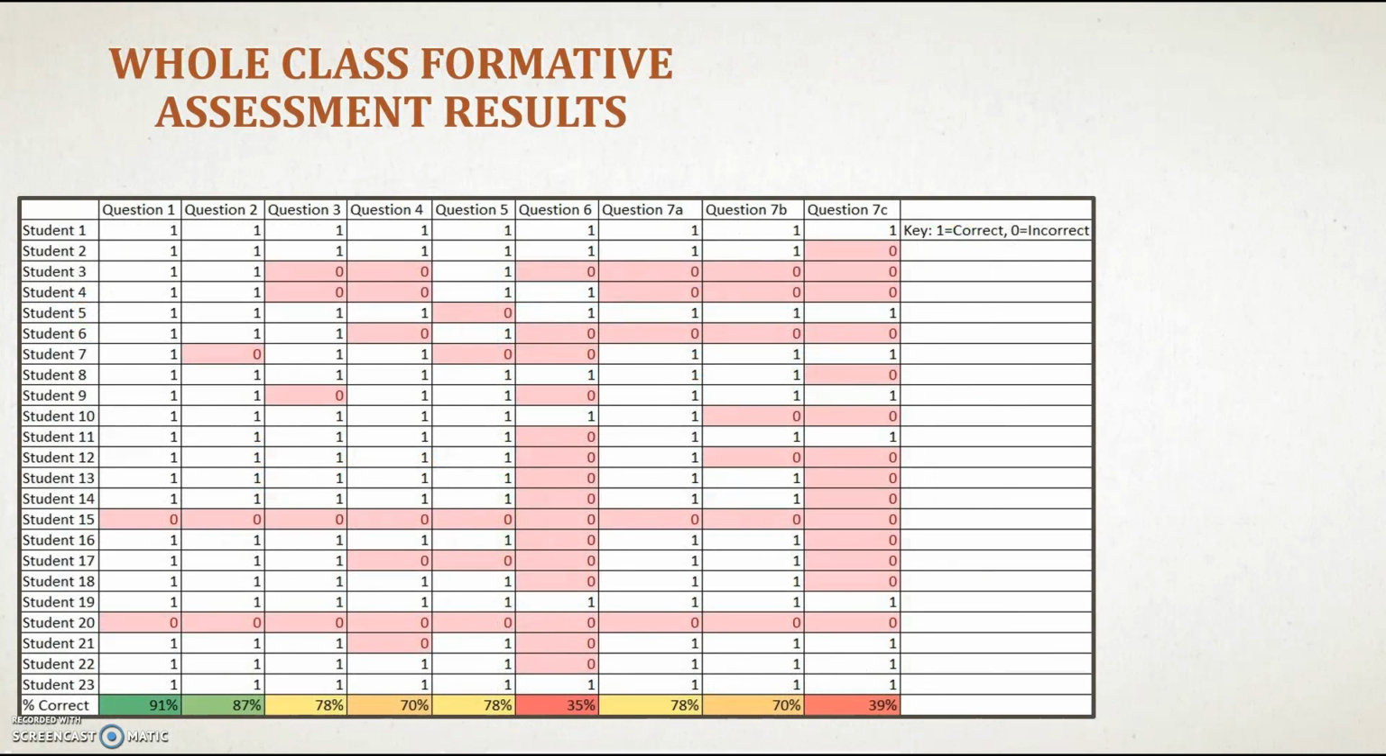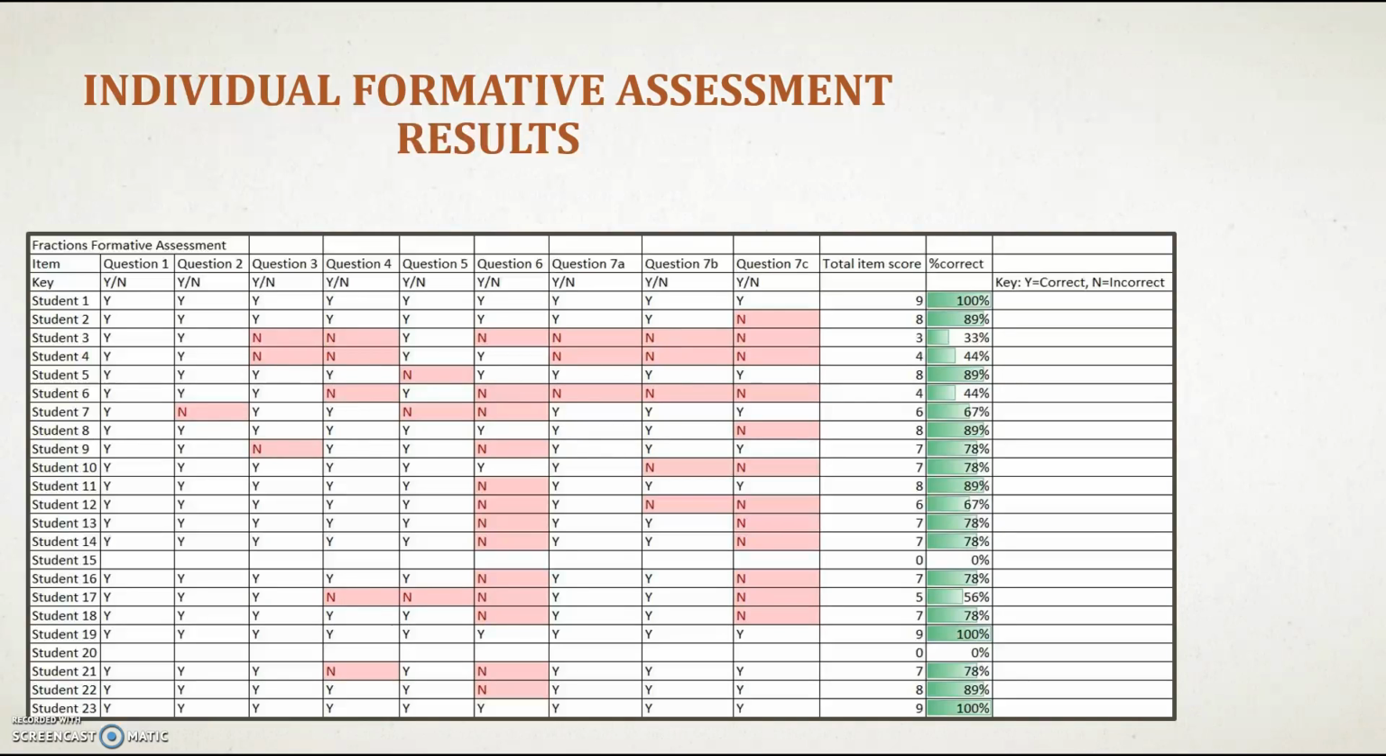Here are the whole class formative assessment results. Question 6 involved the concept of money, which students struggled with. The percentage correct for each question is displayed down the bottom. Here are the individual formative assessment results. There's the total item score column and the percentage correct column displayed again. Here you can see the drastic improvement in students' results from their diagnostic to now their final formative assessment in terms of fractions.